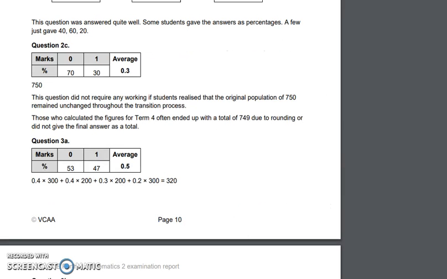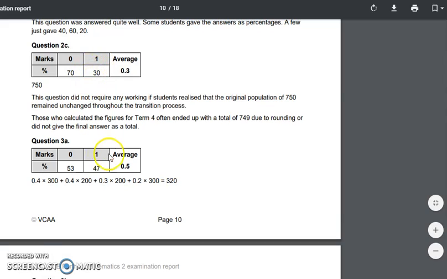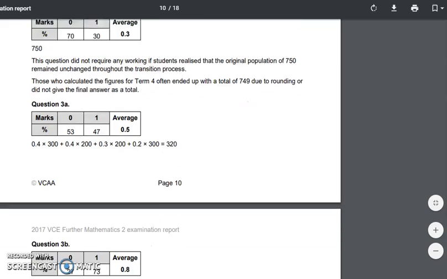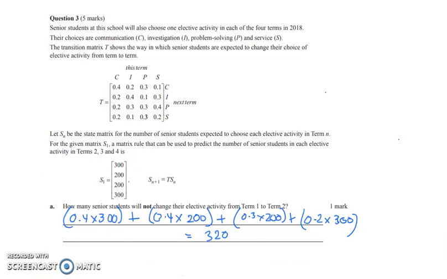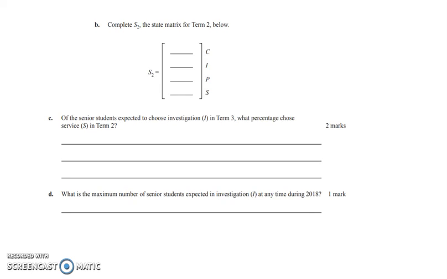Looking at the assessor's report, right here, question 3A, only 47% of the cohort managed to get that question correct. Moving forward. Next question. So complete the S2 matrix, the state matrix for term 2 below.